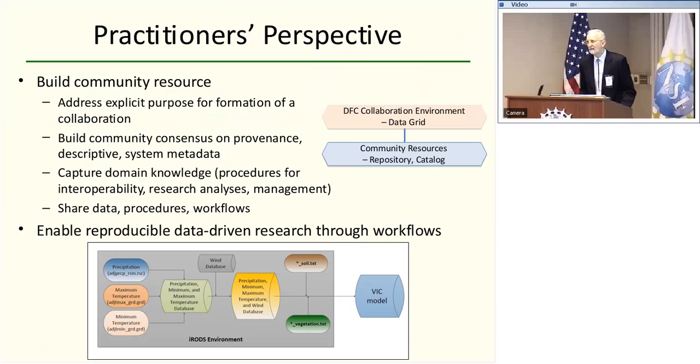From the perspective of a researcher then, what is actually going on? A researcher lives within a community. They live within a group of people who have similar interests, similar research goals. They would like to build a collaboration environment, as we saw in the prior talk, that enables them to collectively make progress on their research initiative. So there's some driving purpose, some goal that they have for the collaboration.